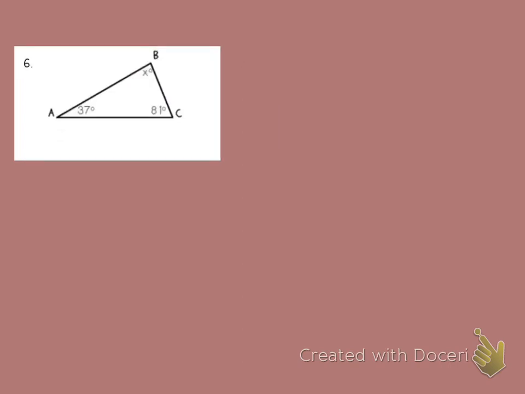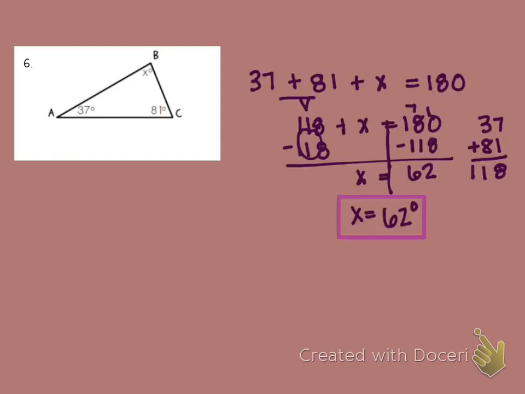Okay, I want you to set this problem up and solve, and press play when you have finished. Okay, so you should have gotten the equation 37 plus 81 plus x equals 180. If you did not, press pause right now and go ahead and finish on your own, and then press play when you have finished. If you did, then you get x equals 62. If you did not get that, but you got your equation right, then we must have an arithmetic error. Press pause and find your mistake, and then press play when you have found it.